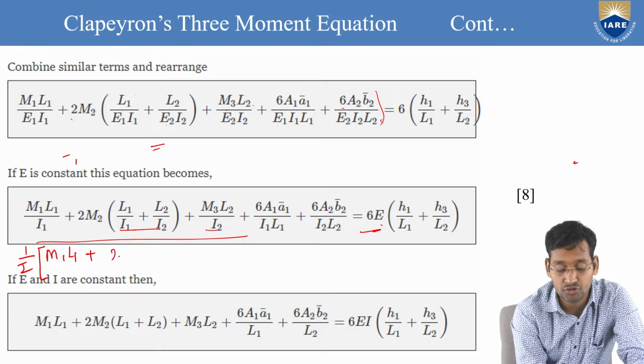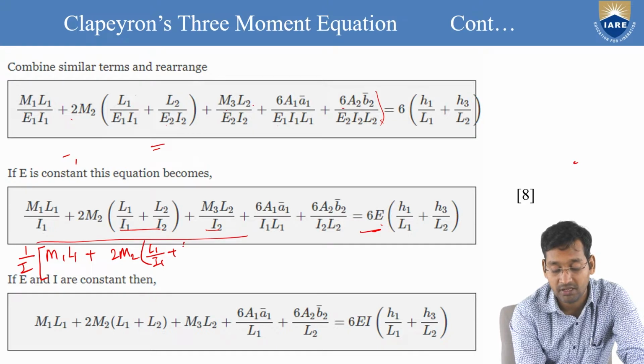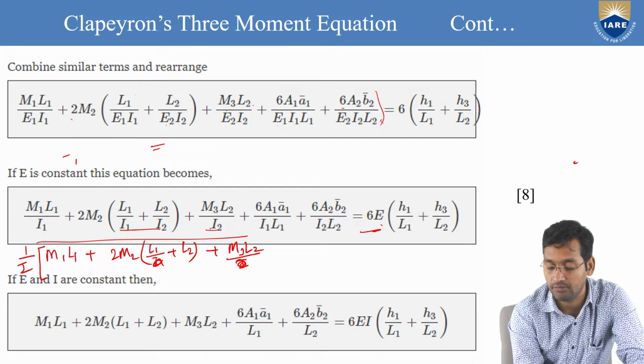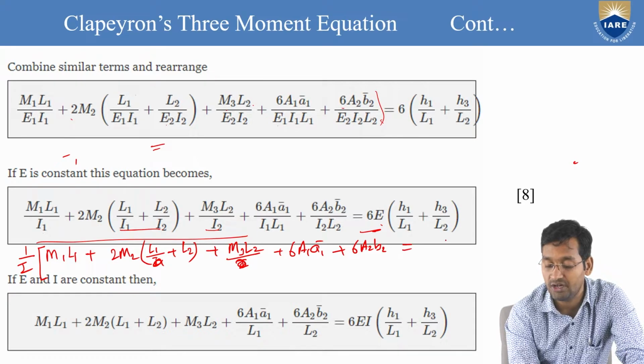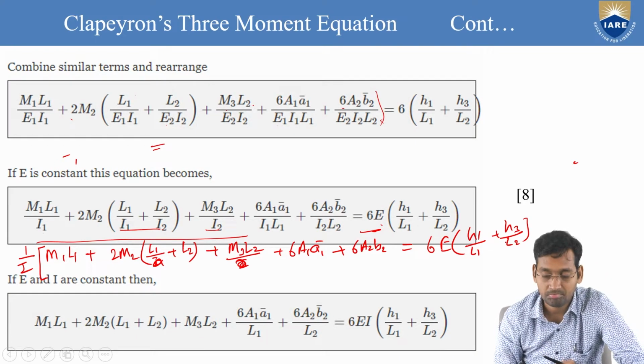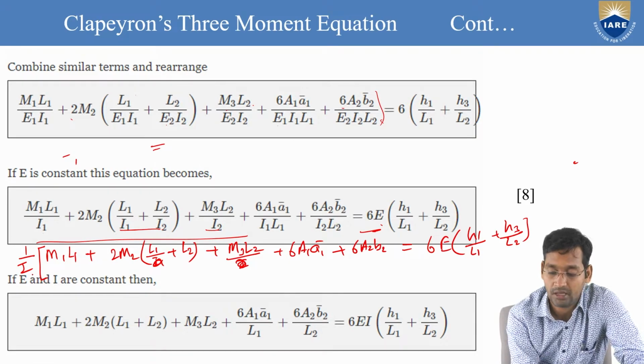M1 L1 plus 2 M2 L1 by I1 plus L1 plus L2 plus M3 L2 by, not by because already you have taken common, plus 6A1 small a1 plus 6A2 B2, that is equals to 6E into H1 by L1 plus H3 by L2. Okay, so now what after this? Just again this we will multiply here, so this becomes 6EI and the remaining term is this one, so 6EI.